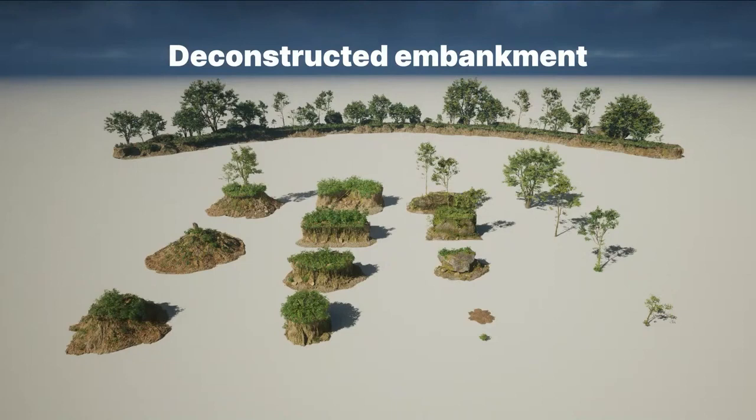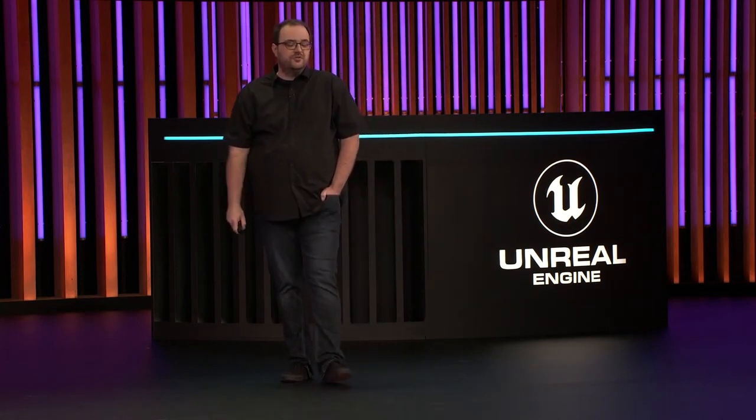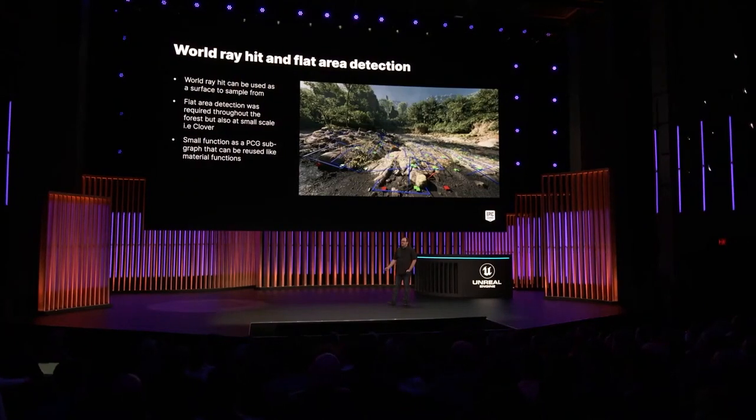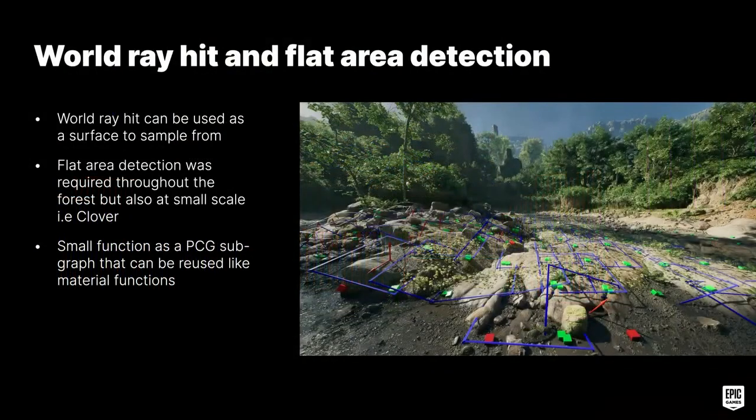And everything in there is scattered along the spline using the segment length, the curvature, and even overrides to address specific art direction calls. But we can also use world raycast on a surface as a surface to sample on. In the case of the clover patches here, we're actually raycasting on the output of the graph itself.